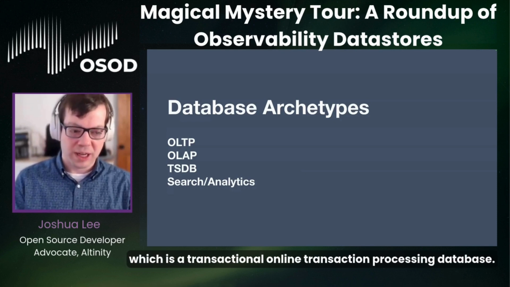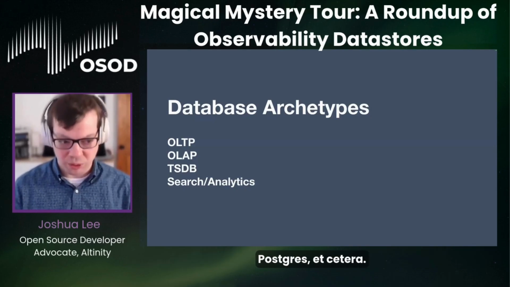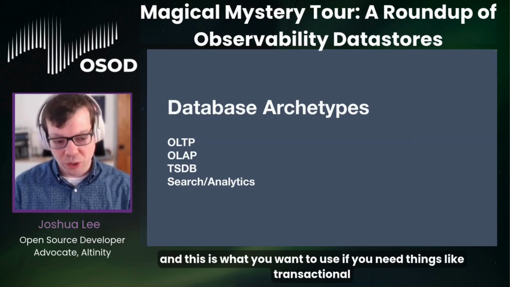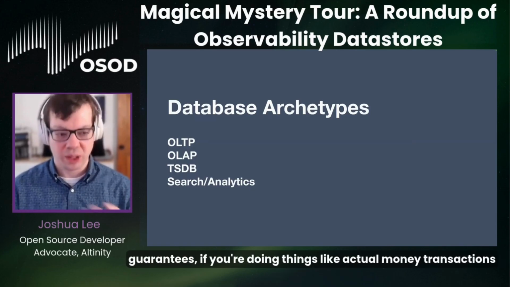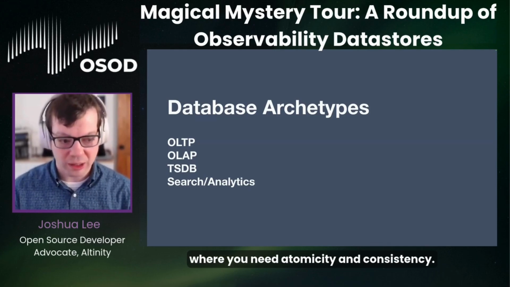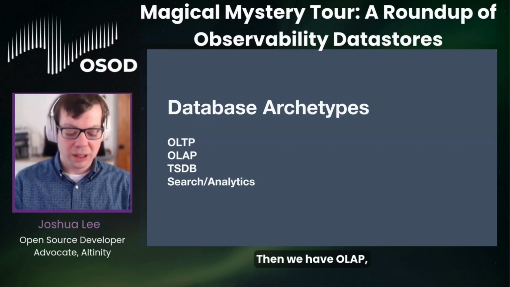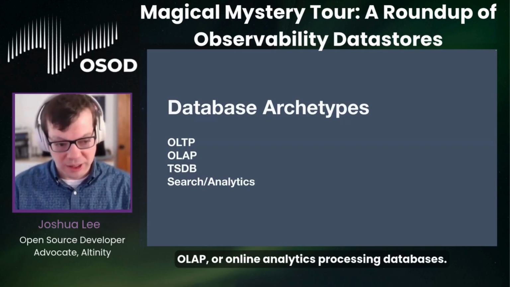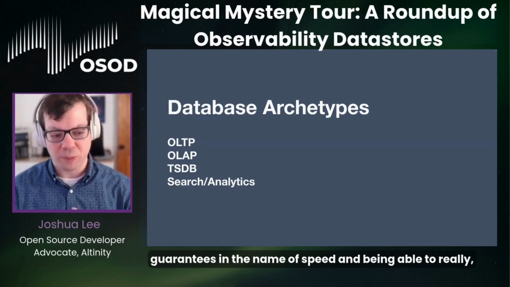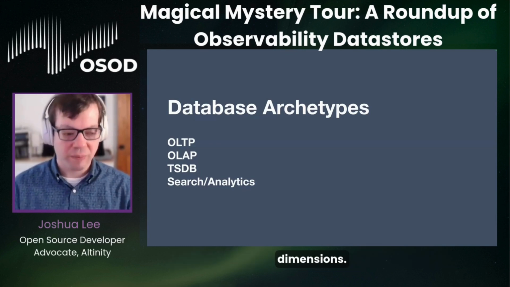So we have OLTP, which is an online transaction processing database. This is a traditional database that we've all worked with, MySQL, Postgres, etc. This is the most common database, and this is what you want to use if you need things like transactional guarantees, if you're doing things like actual money transactions or orders, where you need atomicity and consistency. Then we have OLAP, or online analytics processing databases. These databases give up some of those transactional guarantees in the name of speed and being able to really, really quickly read and aggregate across different dimensions.